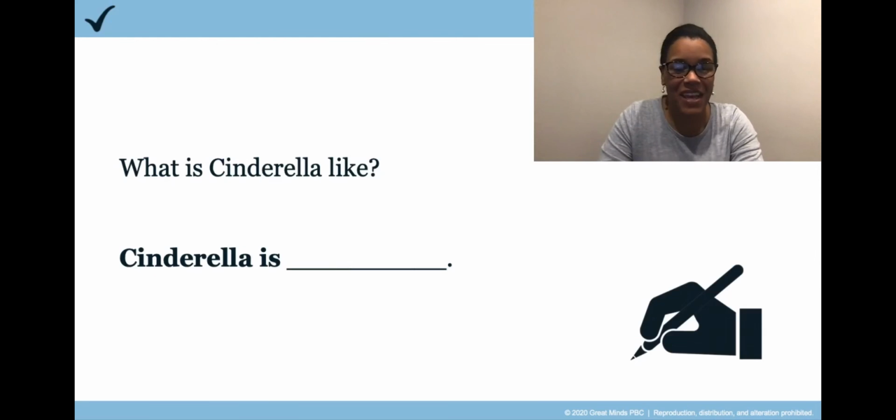Nice job examining evidence about Cinderella's actions to infer her character traits. You're now going to share what you discovered about Cinderella in writing. I want you to take a look at the question you see on your screen. What is Cinderella like? Read it this time with me. Ready? Read. What is Cinderella like? You are going to write to complete the sentence frame, "Cinderella is," by adding one of Cinderella's traits. Get ready? Pause the video now to write.